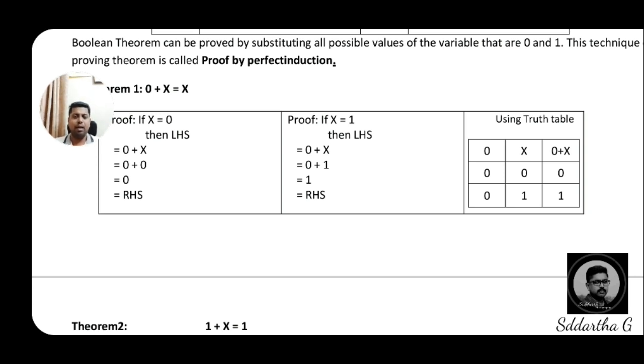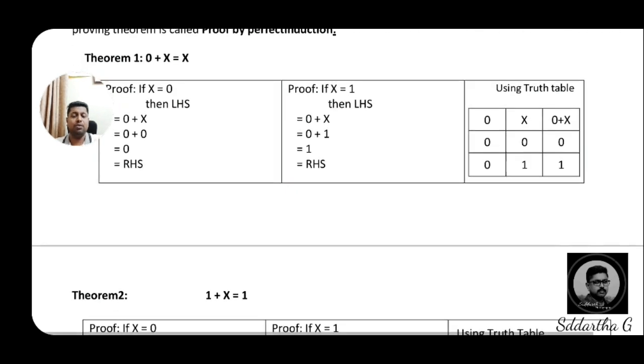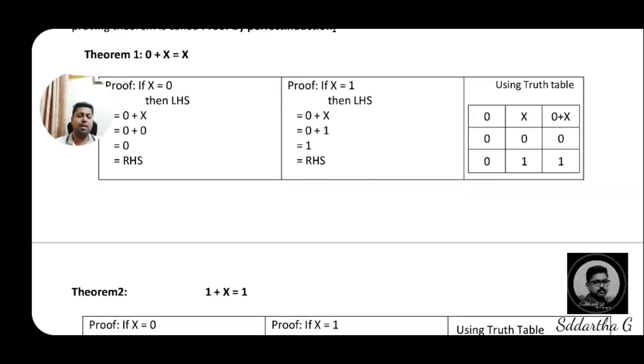So the first theorem in our list, as we discussed earlier in that table, is 0 plus x is equal to x. Dear students, now I will show the proof of this theorem using the perfect induction method. As the perfect induction statement says, we consider the variable x equal to 0 and x equal to 1.